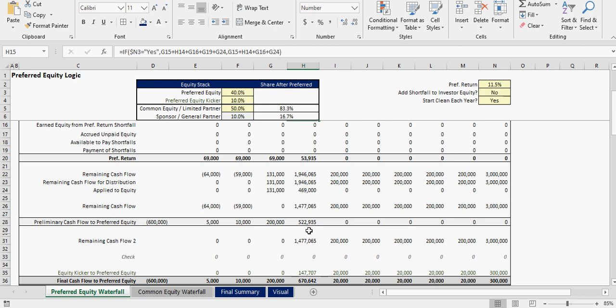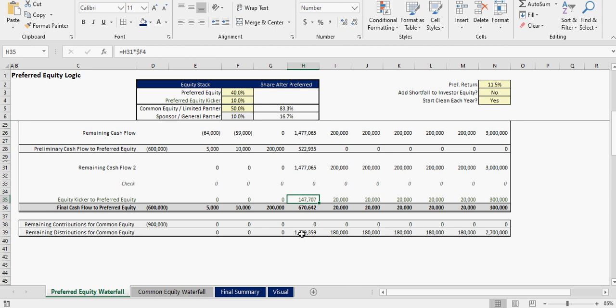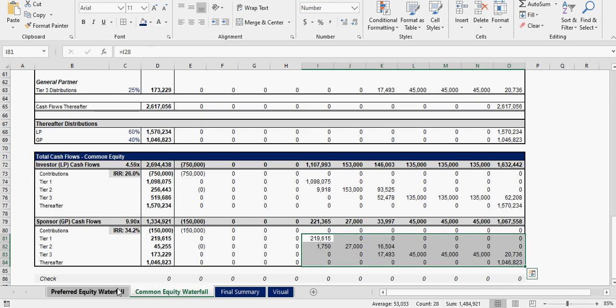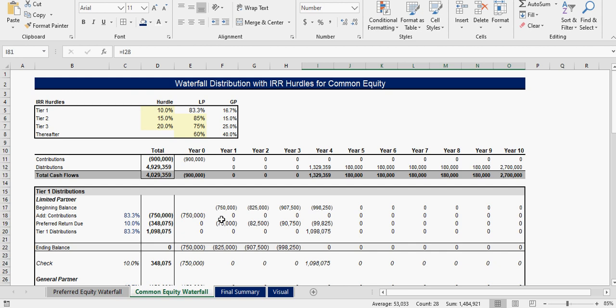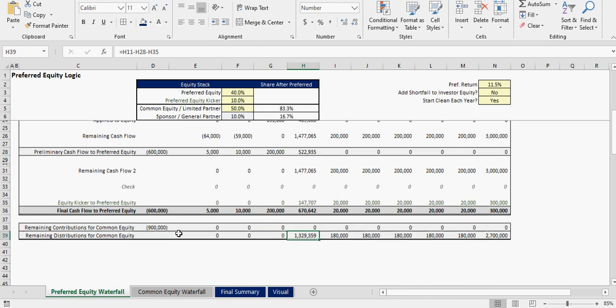And then all that's left after that is just any profit kickers, and you go from there for the rest of the cash flow split. This is the first time I've combined a waterfall like this with a preferred equity model.